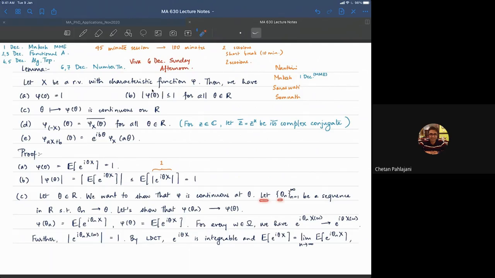So let theta_n, n going from 1 to infinity, be any sequence in the real line such that theta_n converges to theta. If we can show that phi(theta_n) converges to phi(theta), then our job is done.